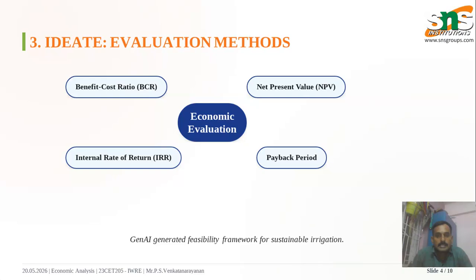Today, modern technologies and GenAI tools are also being used to generate feasibility frameworks for sustainable irrigation planning. These systems analyze rainfall patterns, crop requirements, groundwater conditions, and economic performance to support decision making. Evaluation methods also consider environmental and social impacts in addition to financial returns. A project may generate moderate financial profit but still be valuable because it improves food security, rural employment, and drought resilience. Therefore, economic evaluation combines technical, social, and environmental perspectives to support sustainable development.